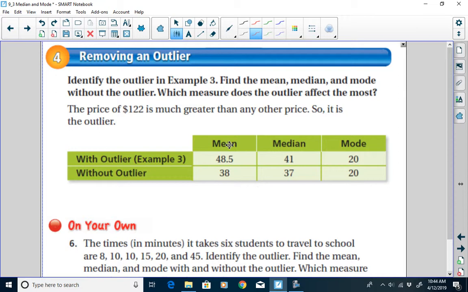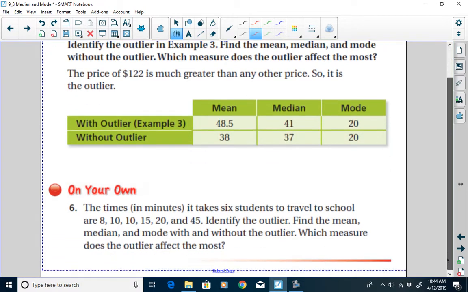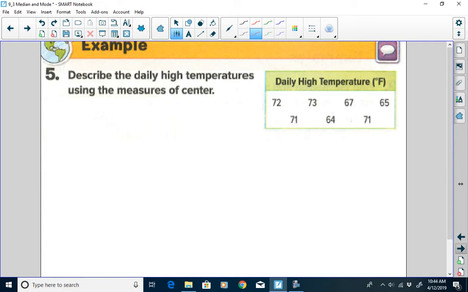And because the outlier affects the mean, we do not use the mean as our best measure of center when the data has outliers. Notice the mode does not change whether we have the outlier or not. Notice the median does change a bit, but it only changes by 4. All right? So let's look at our next example.